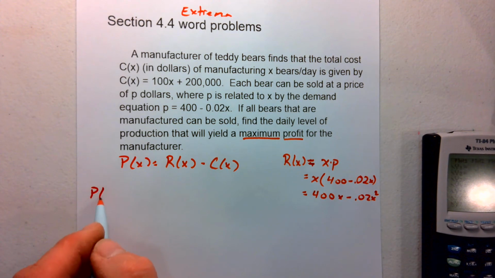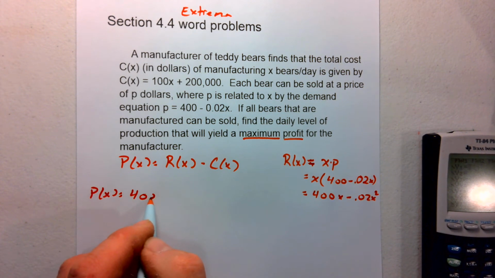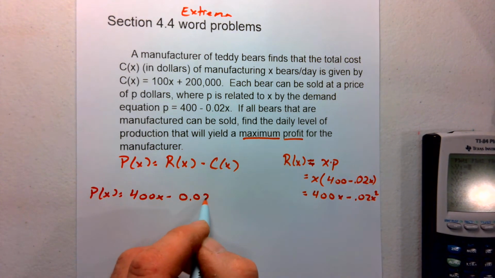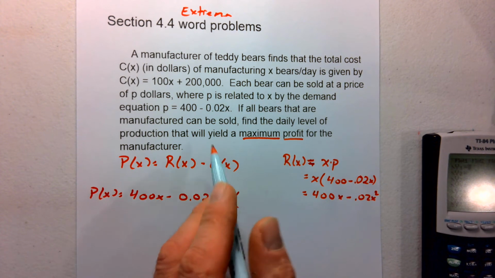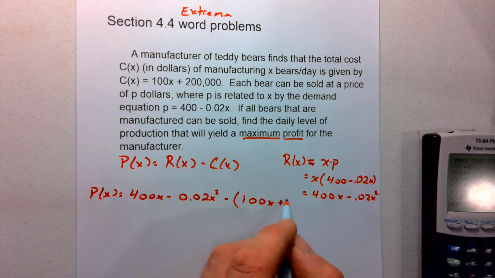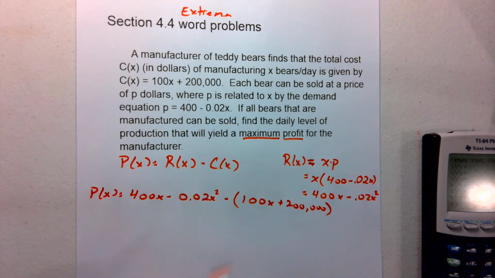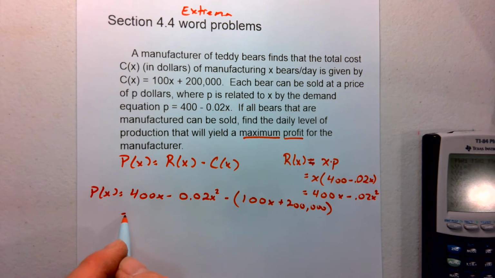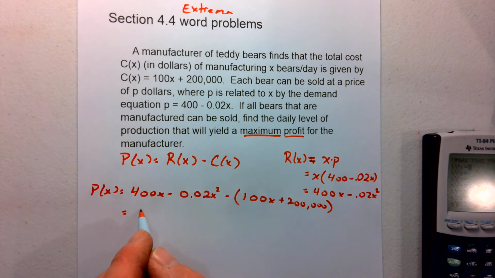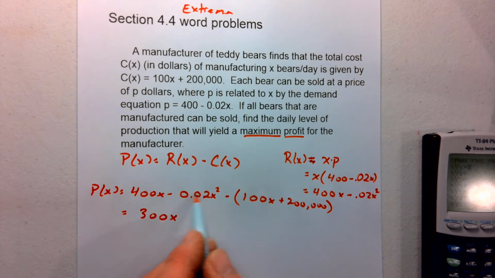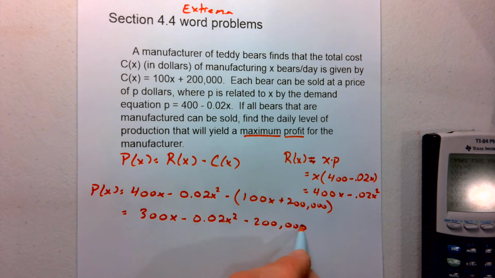So my profit function is going to be 400x minus x squared over 200, minus the cost function, which is 100x plus 200,000. Let's clean this up. 400x minus 100x gives me 300x. I should have put my x squared there first, but that's okay. Then minus my 200,000. Be careful to multiply that negative through before you combine like terms. So that gives me my profit function.